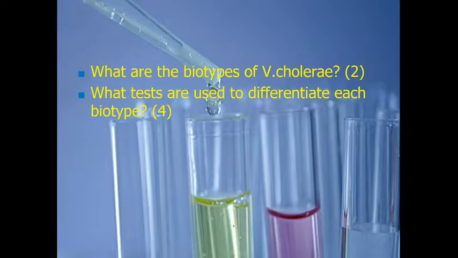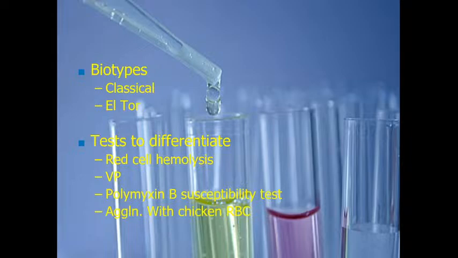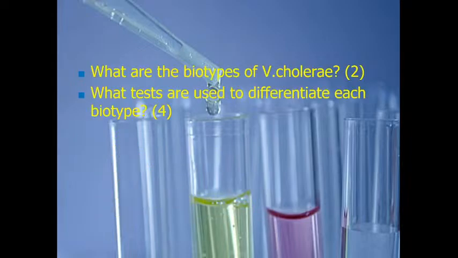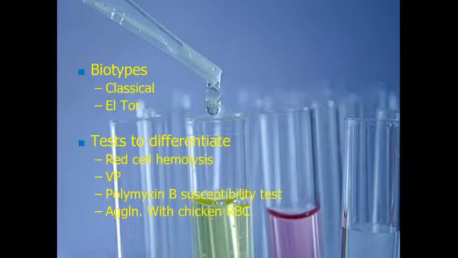We have two types, by the way, classical and the El Tor biotypes. And each biotype has different tests to differentiate them. We can use the red cell hemolysis. We can use Voges-Proskauer. We can use polymyxin B susceptibility test. And we can use agglutination with chicken RBCs. These are the tests that you use to differentiate them.